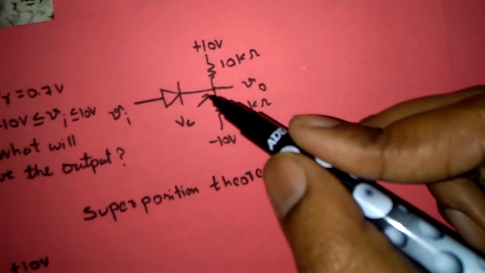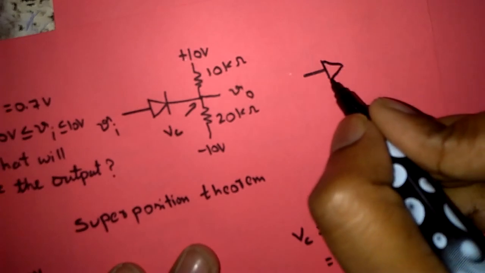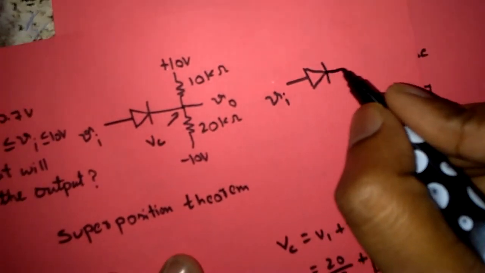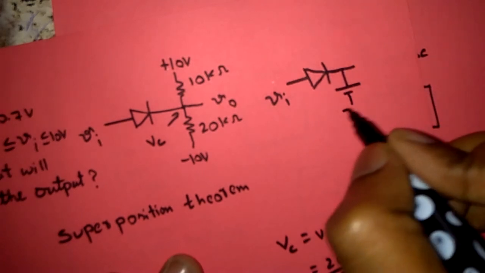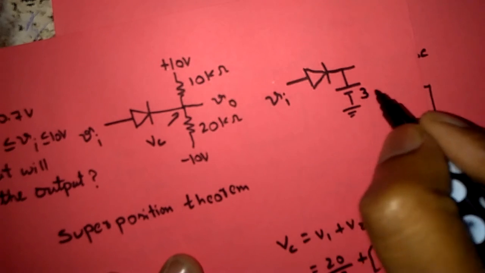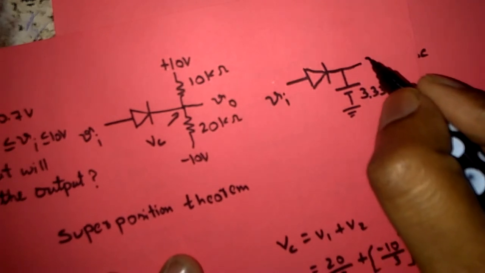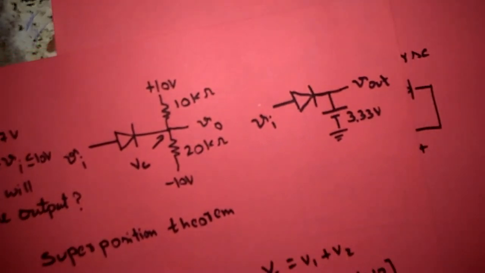So I can redraw this circuit like this. One diode. At anode I connected input. At cathode I can mention a supply voltage with value 3.33 volts, and at this point I am taking the output. So circuit will be simplified. Now I have to calculate the output waveform.